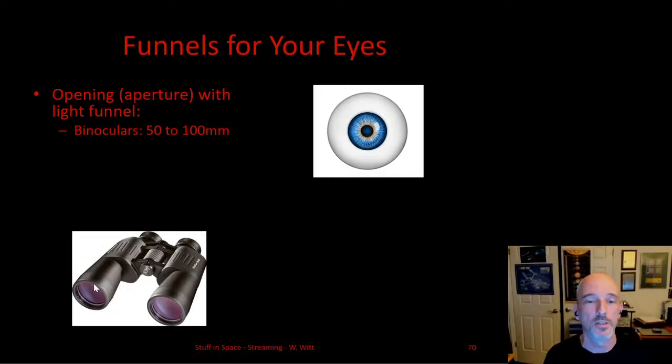And binoculars have what we call an aperture, or an opening. This is the funnel opening of maybe 50 millimeters or 100 millimeters. There's a whole bunch of possible sizes depending on the kind of binoculars you have. For astronomy, we tend to be in this range of 50 to 100 millimeter aperture opening.